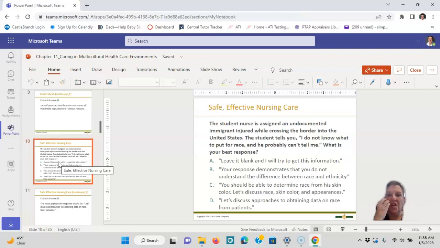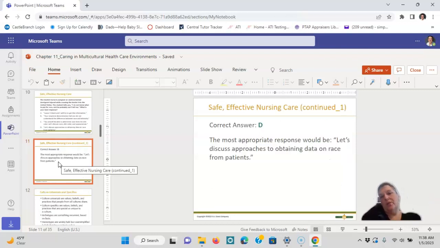So how do you fill out race? Do you leave it blank? Your response demonstrates that you don't know the difference between race and ethnicity. You should be able to determine the race by his skin color. Let's discuss approaches to obtain data on race from patients. Which one do you think would be the best? Definitely don't want to leave it blank. You've got to get that information, but how? So the most appropriate response would be, let's discuss approaches to obtaining data on race from patients.